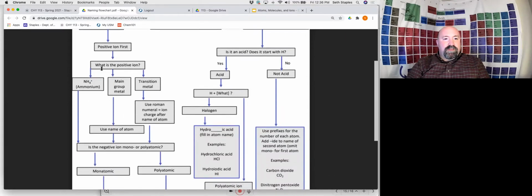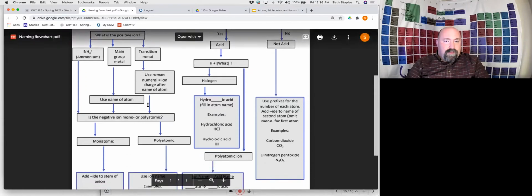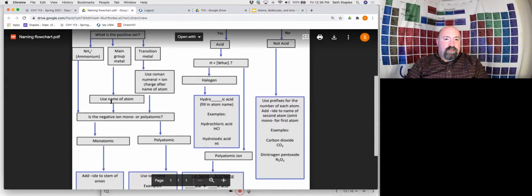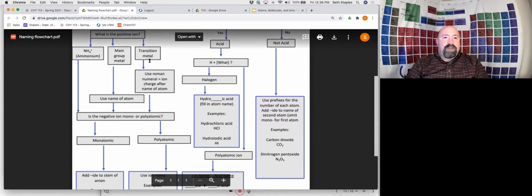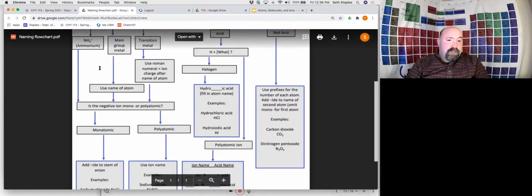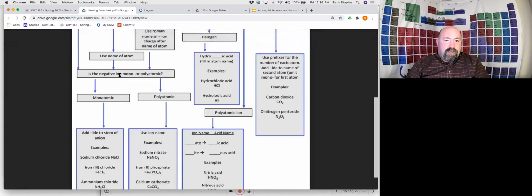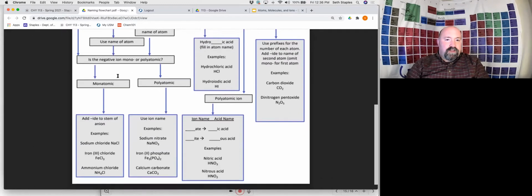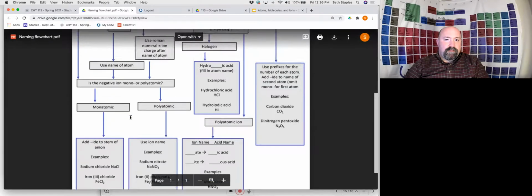Then we ask ourselves, is our positive ion ammonium? Is it a main group metal, meaning rows 1 and 2, or aluminum pretty much? Or is it a transition metal? From there, we would follow the appropriate pathway. If it's a main group metal, we just use the name of the atom. If it's a transition metal, we use the name along with the Roman numeral. If it is ammonium, then that's just the name of it. And from there, we go to naming our negative ion. Is it monatomic or is it polyatomic? And then we see some examples at the end of that pathway here.